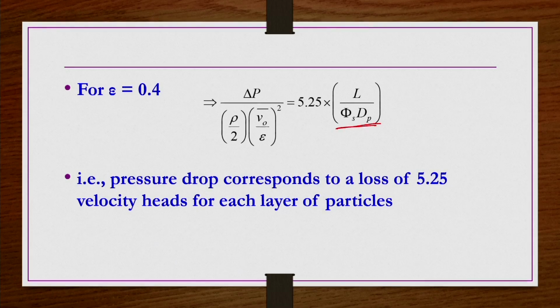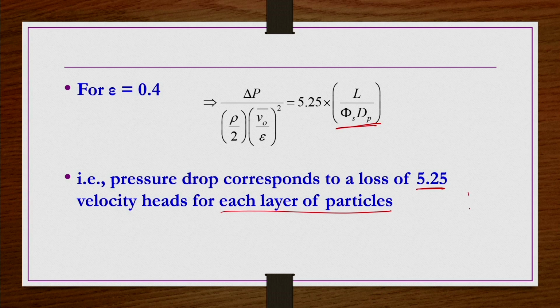This indicates the pressure drop corresponds to a loss of 5.25 velocity heads for each layer of particles, where L by phi s dp indicates the layer of particles. So, the pressure drop under these conditions, when epsilon is 0.4, corresponds to a loss of 5.25 times the velocity heads for each layer of particles.